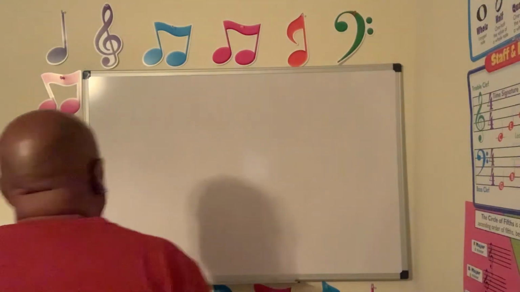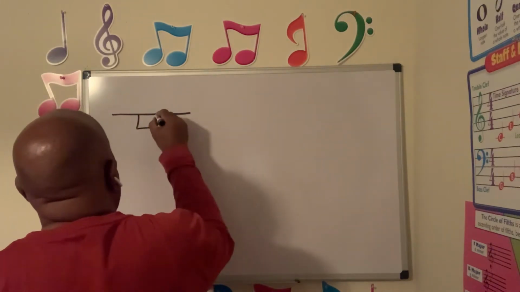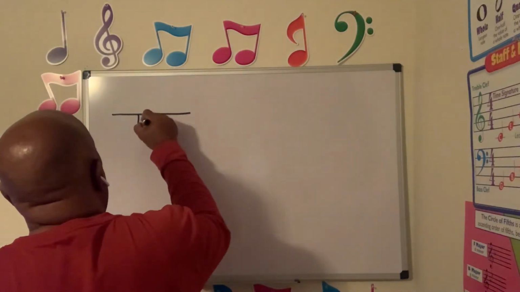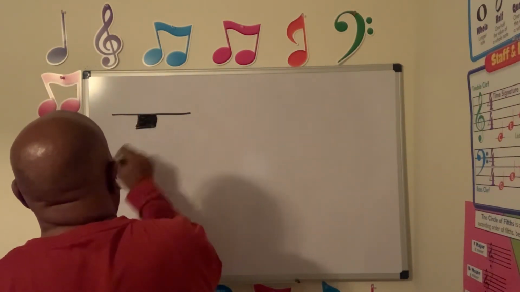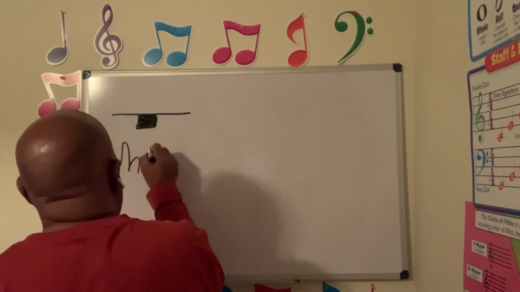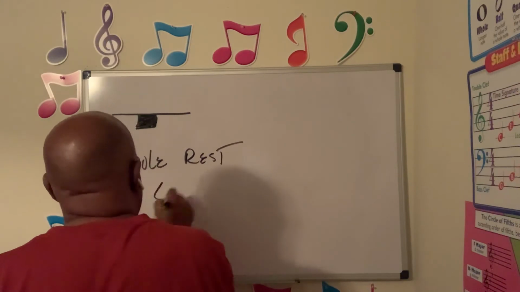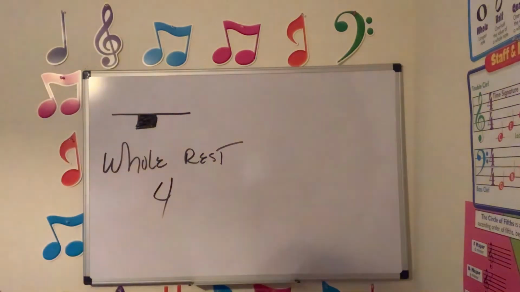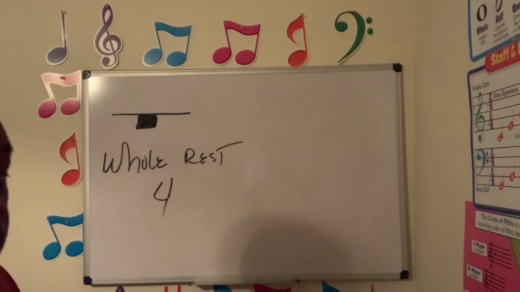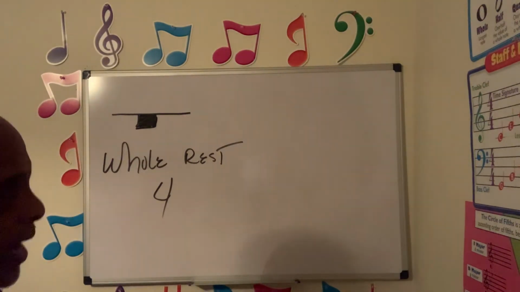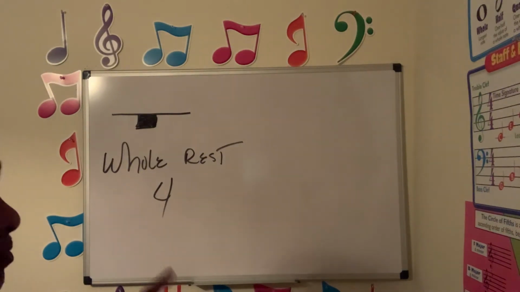The first rest we're going to look at is the whole rest. Okay? The whole rest is at the bottom of the line on the staff. And we're going to get into this more. The whole rest gets 4 beats. Just like the whole note, the whole rest gets 4 beats.